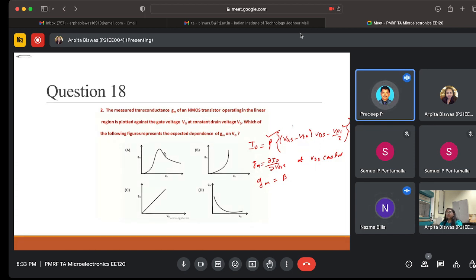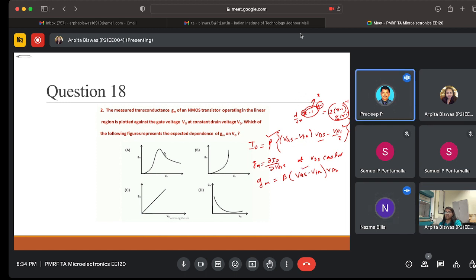Then the options are not matching. Beta into VGS minus VT, into VDS. VDS is constant, so it can be written as into VDS. When you differentiate a term like x minus 1 squared, you imagine the whole portion as x, so it becomes 2 into x minus 1, then into the dx of this x minus 1.